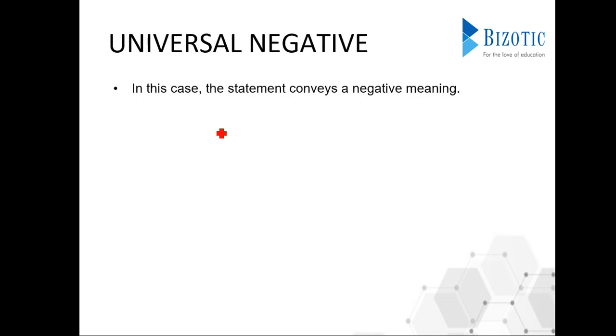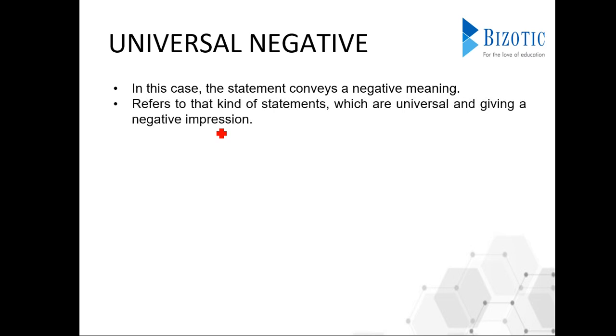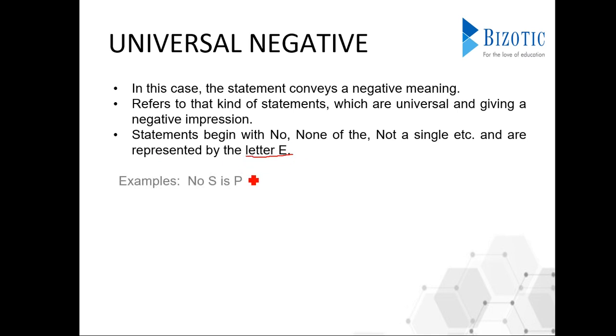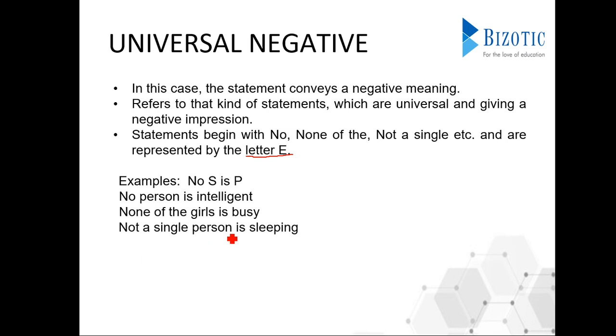In this case, the statement conveys a negative meaning, referring to those kinds of statements which are universal and giving a negative impression, just as the name indicates. And here the statements will begin with no, none, none of the, not a single, etc. and are represented by the letter E. Some of the examples are here. No SSP, no person is intelligent, none of the girls is busy, not a single person is sleeping, no Rita is Meena, no boy is smart.